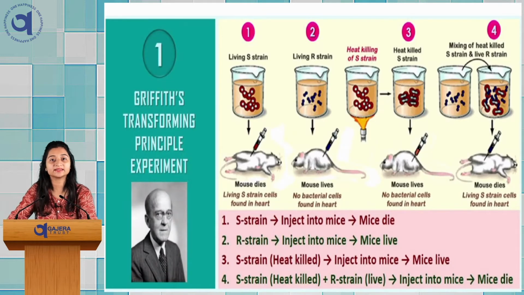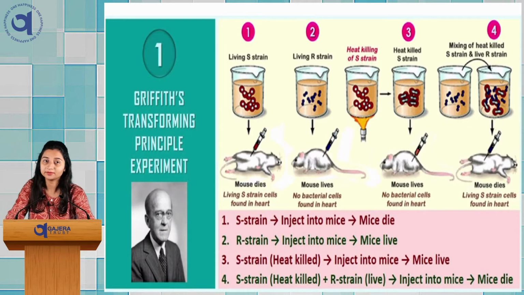Moving further, what exactly he did was infect the mouse with the live S strain, and as he was aware, the mouse got infected, because of which it even died. In the other experiment, he infected other mice with the live R strain, and there, as expected, the mice remained alive without any infection.